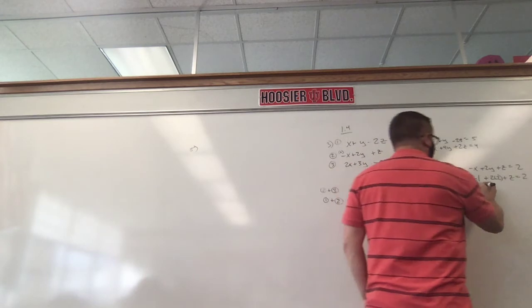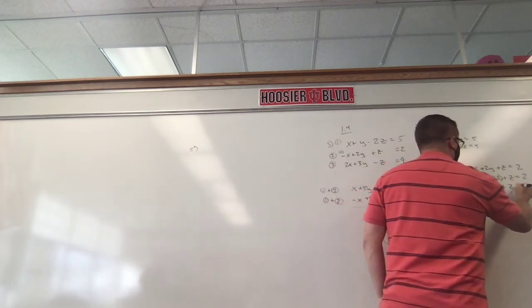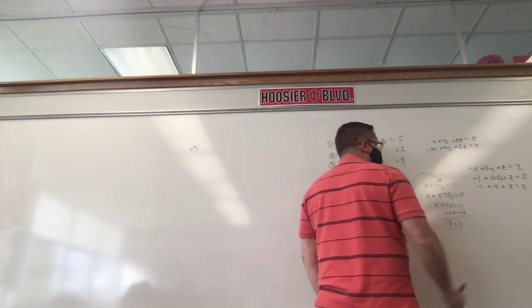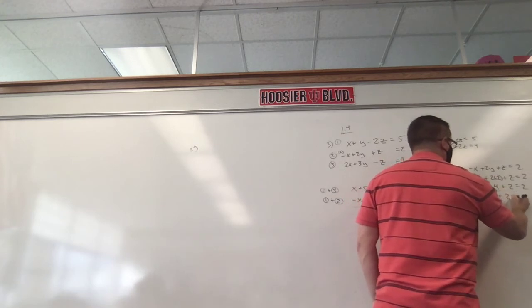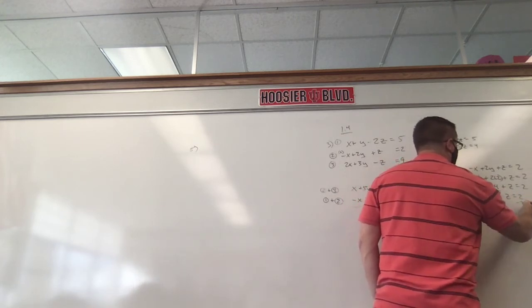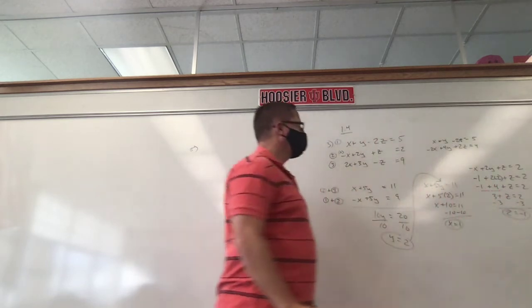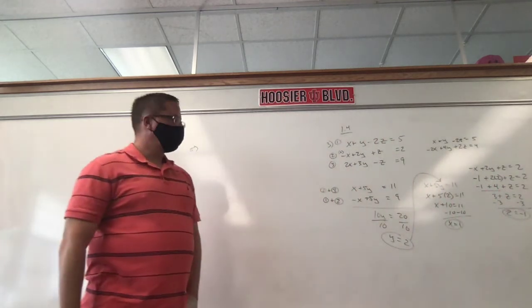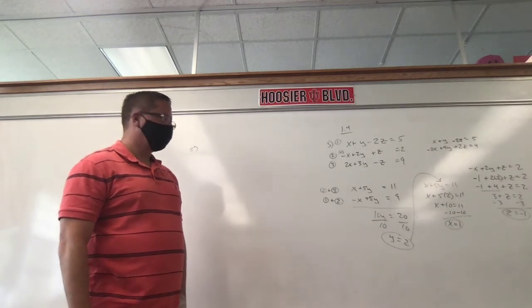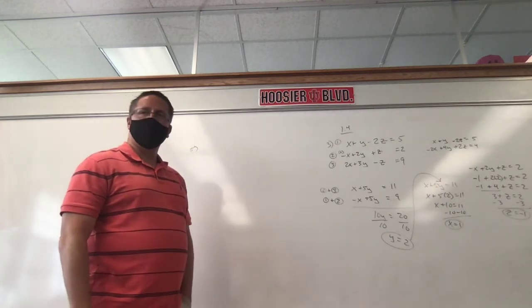So we have negative 1 plus 4 plus z is 2. 2 times 2 is 4. Put together negative 1 and 4, that's 3 plus z is 2. Subtract 3, z is 2 minus 3, which is negative 1. So the answer is, what, 2, 1, negative 1? 1, 2, negative 1. How do you know what order you put them in?